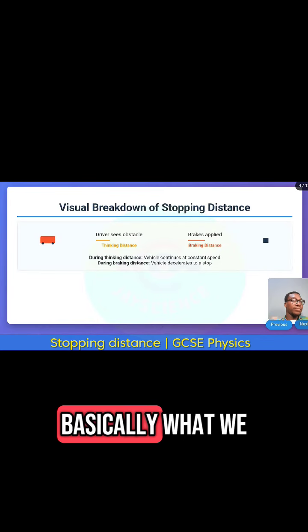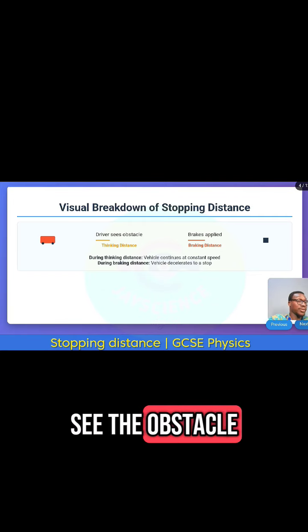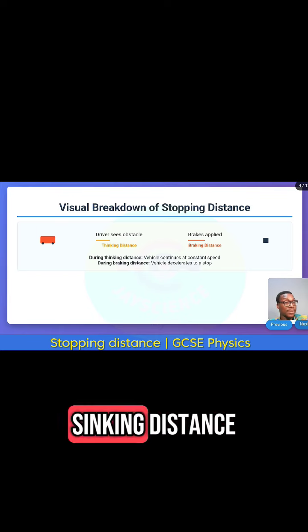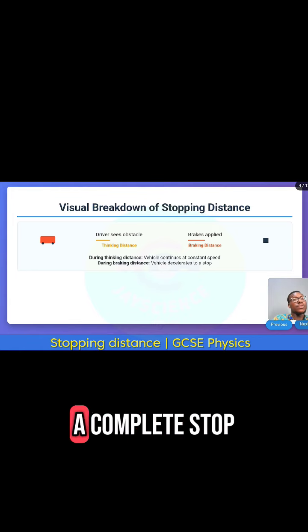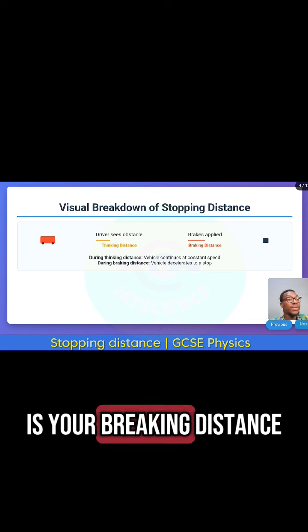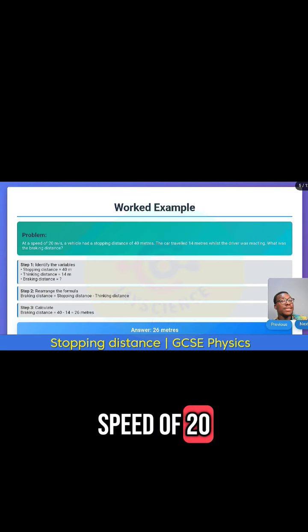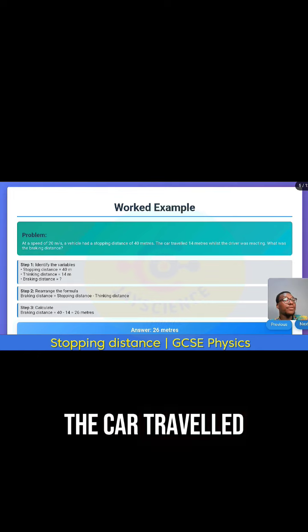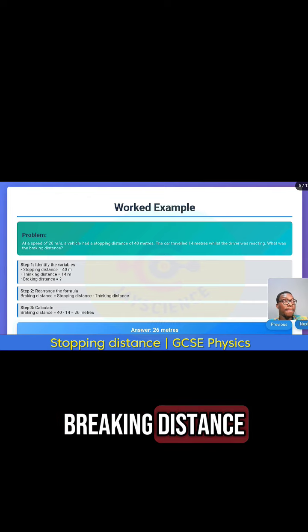So this is basically what we talked about on the previous slide. You saw an obstacle, the time it takes you to see the obstacle and then react to put your foot on the pedal is a thinking distance. The time it takes for the brakes to be applied fully and the car comes to a complete stop is your braking distance. For example, it says at a speed of 20 meters per second, a vehicle had a stopping distance of 40 meters. The car traveled 14 meters whilst the driver was reacting. What was the braking distance?